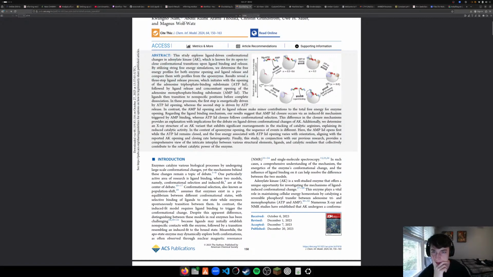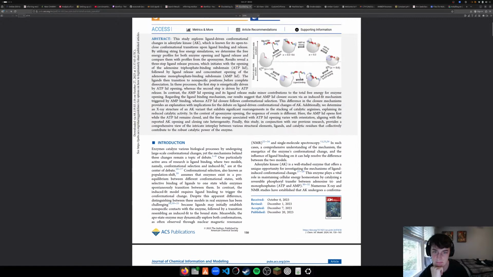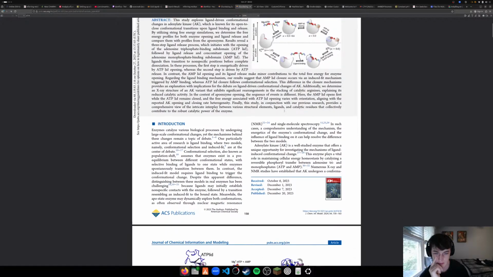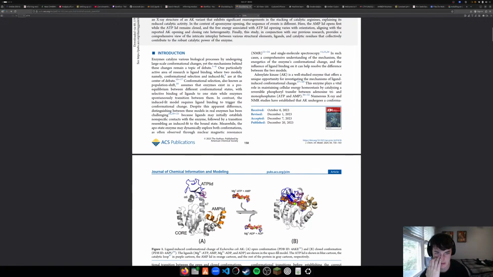Okay, so the study explores lid-driven opening and closing using string-method free energy simulations. We determine the free energy profile for both enzyme opening and ligand release and compare them with profiles from the APO enzyme. Results reveal a three-step ligand release process, which initiates the opening of the lid, AMP. All right, that's all fine. So let's skip the background.